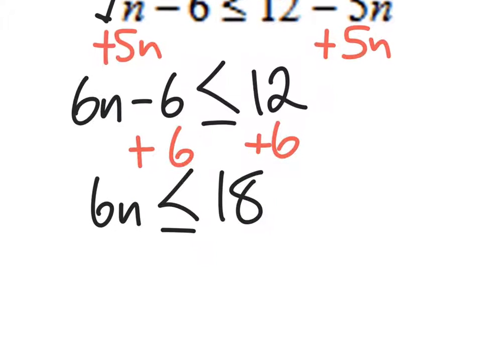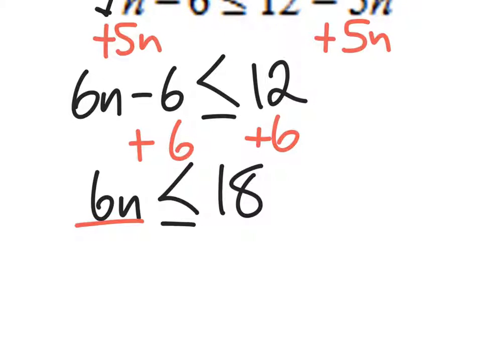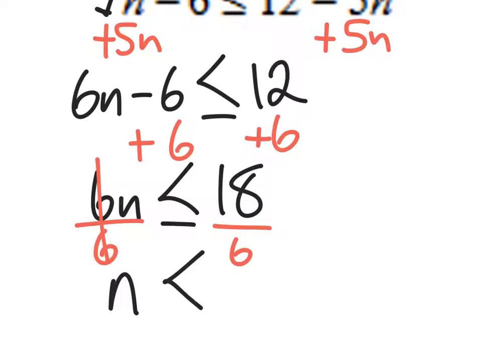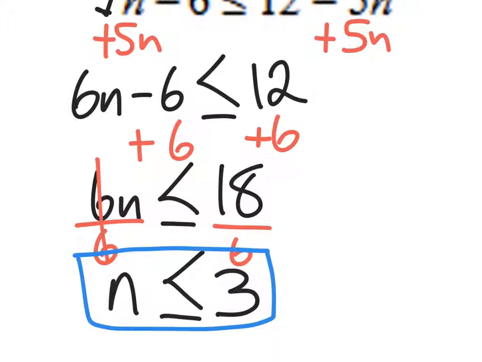We're not done yet. I know that we need to divide both sides by 6 so that the 6's cancel out, right? So 6 divided by 6 is 1, and we're left with simply n is less than or equal to what? 18 divided by 6 is going to give us 3. Tremendous. And so this is our answer, but we've still got to graph it. What does that look like?